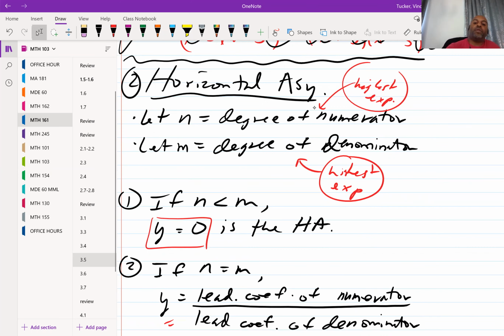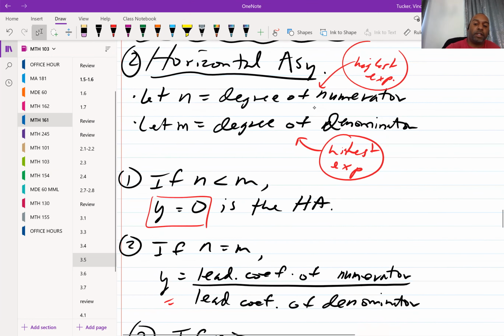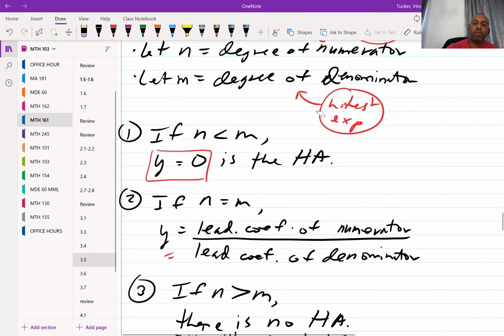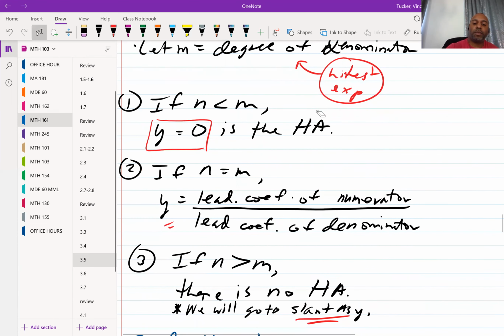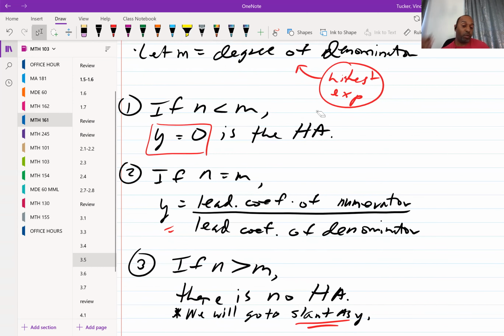All right. Now, if your numerator is equal to your denominator, then you're just going to take the leading coefficient of the numerator, place it over the leading coefficient of the denominator. Simplify that, and that would be your horizontal asymptote. Once again, notice y equals. Then for the last situation, if n is greater than m, in other words, your numerator's exponent is greater than your denominator's exponent, there is no horizontal asymptote. That actually will take us into a slant asymptote. And we'll talk about that as our third scenario.